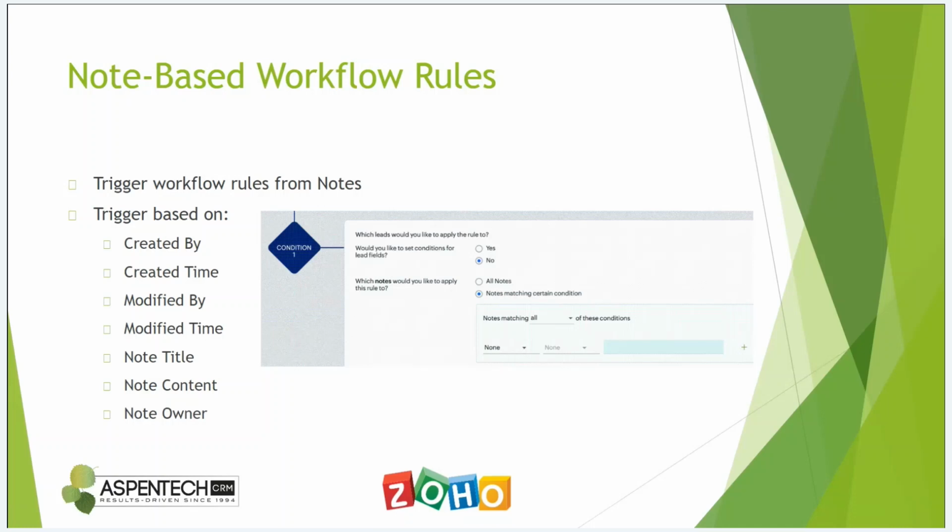Imagine a scenario where you might want to trigger based on the content of a note where you see words in there like maybe "upset" or something like that, and you want to notify the account manager that a note was put in that contained a keyword like that. You could easily do things like that, or I'm sure you could think of a lot of other use cases, maybe for your own organization.